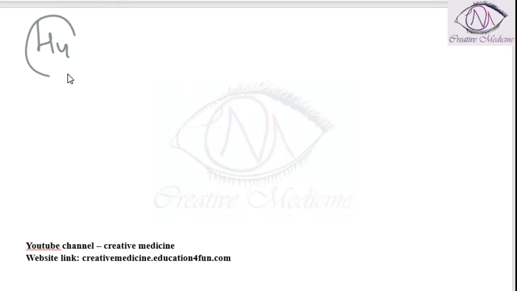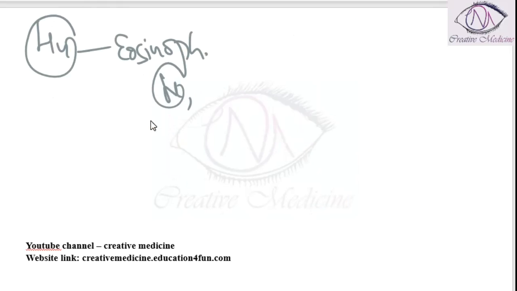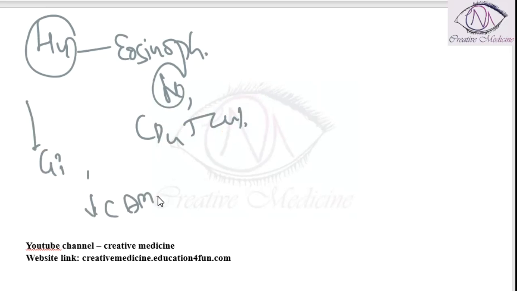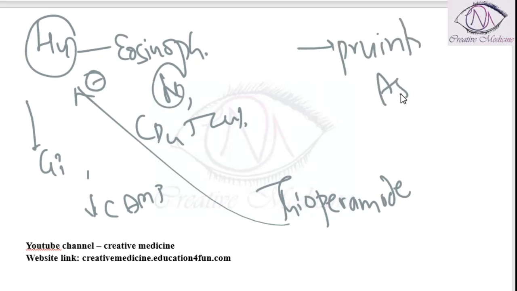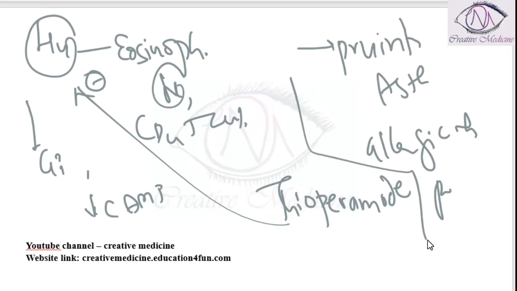Then we have H4. H4 is important. It is present in eosinophils, neutrophils and CD4 T cells. This H4 acts on Gi type and decreases cyclic AMP. The drug which inhibits H4 is thioperamide, and this H4 receptor antagonist is useful in pruritus or asthma, in allergic rhinitis, and in pain conditions.